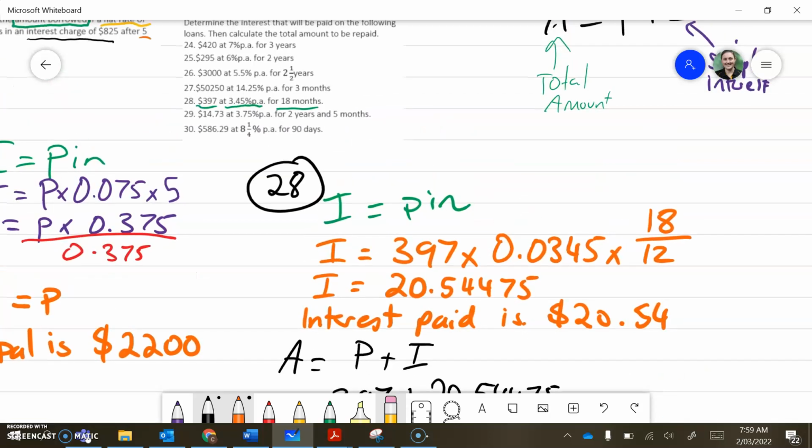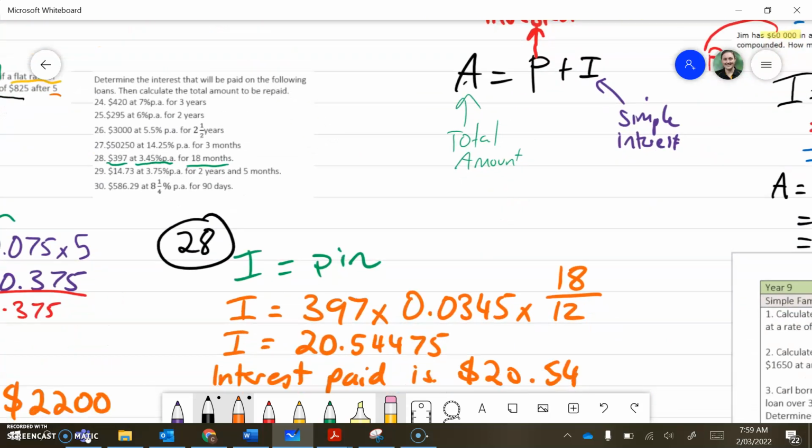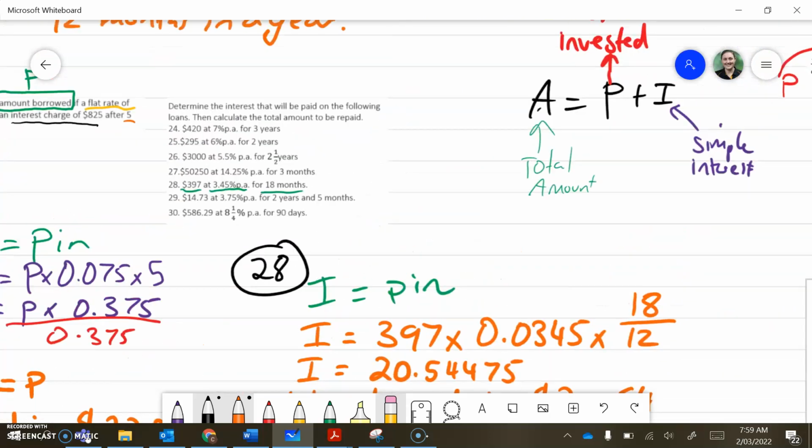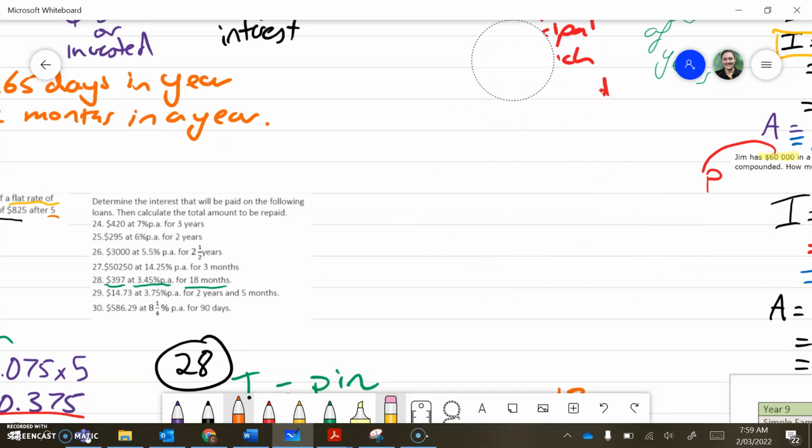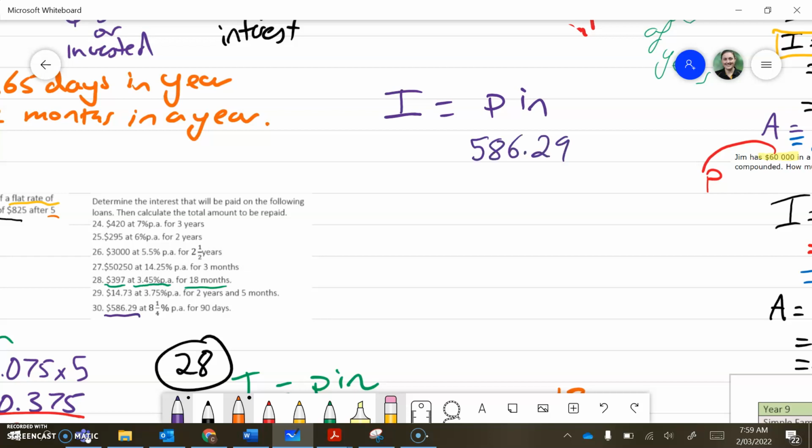Okay, and our last example, question number 30. So again, our formula I equals PRN. The information we're given, principal 586.29. Our interest is 8.25%. So as a decimal, that's going to be 0.0825. And then we're given 90 days.